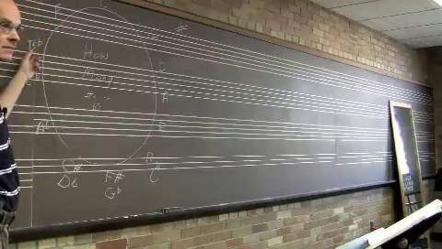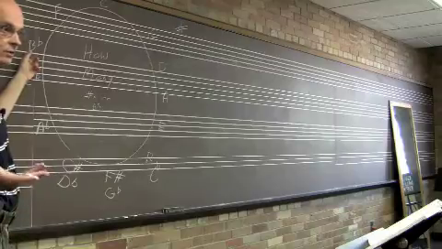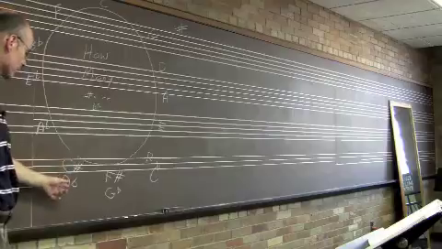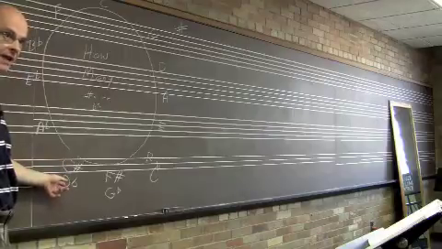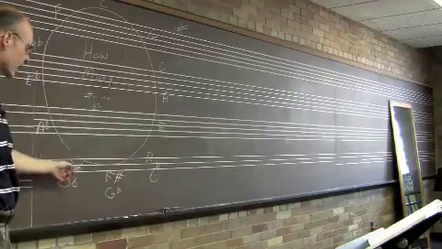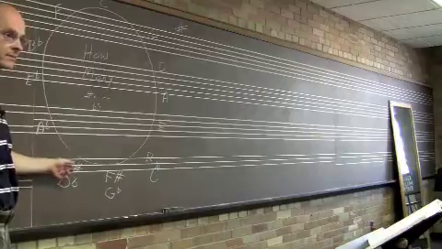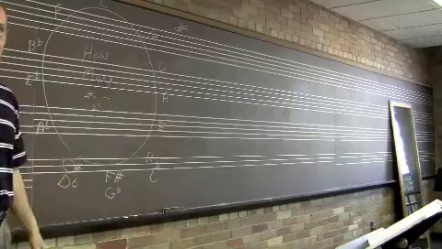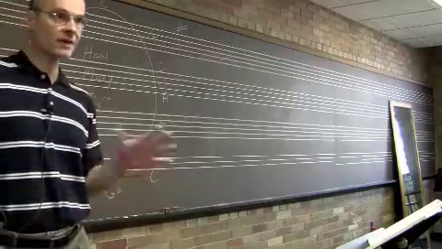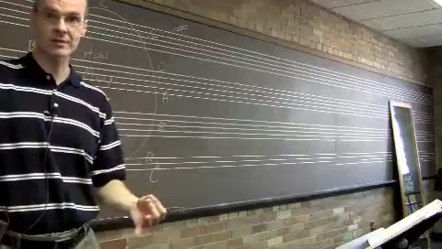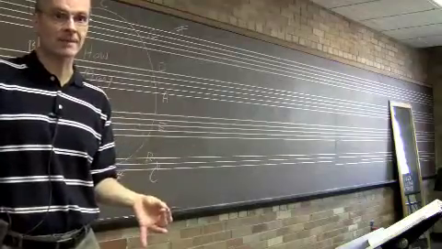B flat would be 2 flats. E flat is 3 flats. 4 flats. 5 flats. So D flat is 5 flats. C sharp, though, is 7 sharps, right? So these are different. This is 5 flats. This is 7 sharps. But we said D flat and C sharp are the same, enharmonically the same note. So the scales look different, but they actually sound exactly the same.